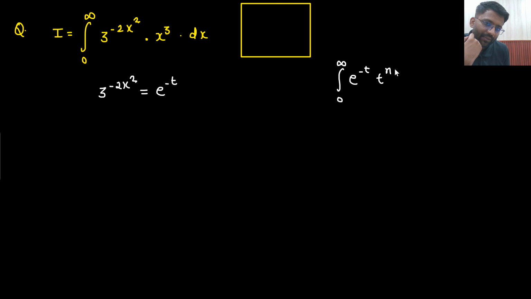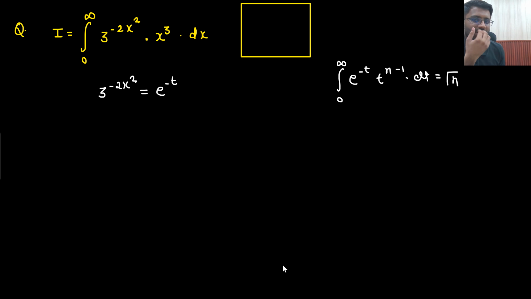What about this one? What do you think? I told you 3 to the power something, a to the power something, is always a friend of exponential. So what I would do here: 3 to the power 2 minus 2x square, this seems like a big problem. That I will replace as e to the power minus t. Why? Because I know that integral 0 to infinity e to the power minus t, t to the power n minus 1 dt is nothing but gamma n. Again and again I am writing it down; you should also write it down again and again so that it gets stuck in your mind.